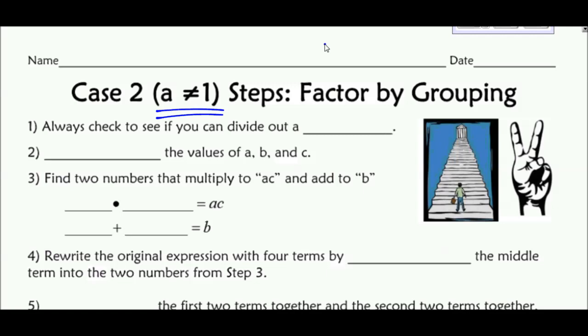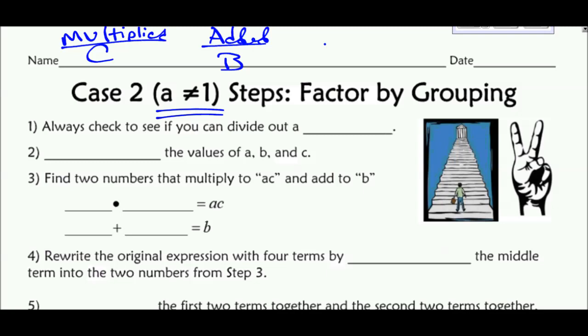Before, it was easier because we could just look for what multiplied to be C and added to be B. We really just have one extra step to that part, and we need to think about how a GCF kind of relates to this.